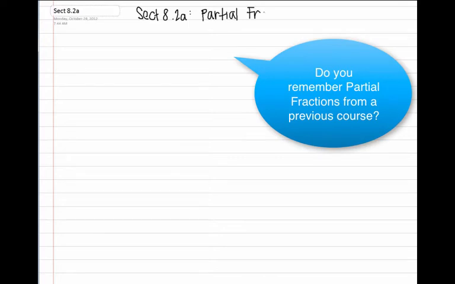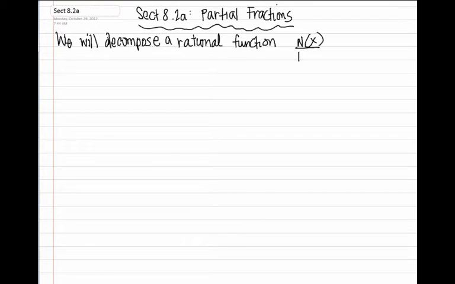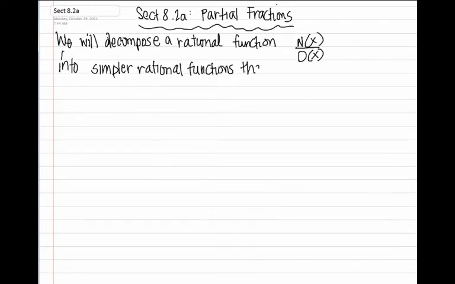Alright, we're going to start to cover our last and final method of integration techniques, and this is going to be one that involves what are called partial fractions. Where this comes from is actually the need to decompose or break down rational functions, n of x over d of x, into simpler rational functions that we can actually integrate.